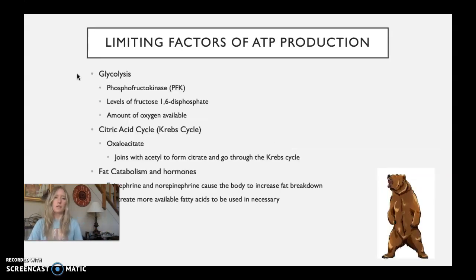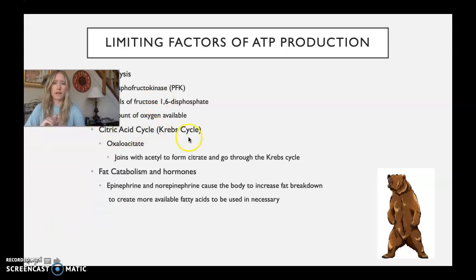Limiting factors of ATP production: if we're looking at glycolysis, phosphofructokinase and the levels of fructose 1,6-bisphosphate are limiting factors. If they're not there, we can't go through glycolysis. And then also the amount of oxygen available, because if we have a large amount of oxygen available, we're not going to need to go through the anaerobic glycolysis, because it can then take the rest of the pyruvates and turn them into acetyl-CoA in the mitochondria, and through the Krebs cycle. So if we have a high amount of oxygen, then we don't have to go through glycolysis as much.